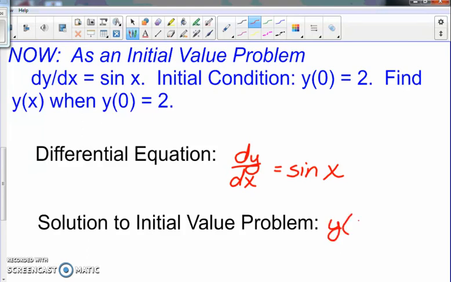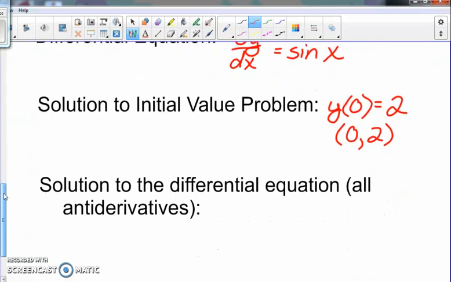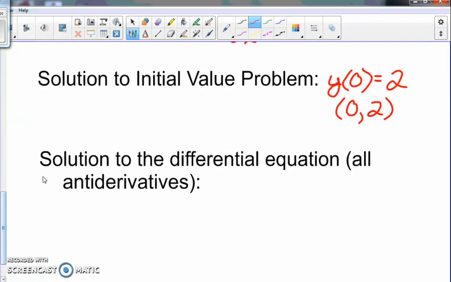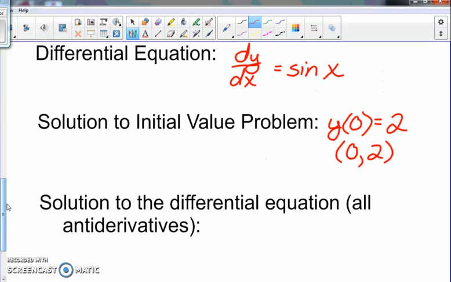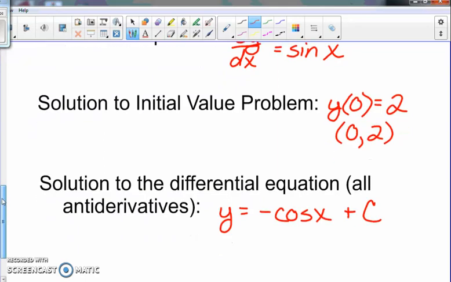You could either write it as y of 0 equals 2, or you could write it as a coordinate pair, (0, 2). Then you would find the solution to the differential equation. We would find the antiderivative, or the general solution to dy/dx equals sine of x. The integral of dy/dx is just y, and the integral of sine of x is negative cosine of x. Then we put a plus c to describe all possible functions for which dy/dx equals sine of x is the differential equation. So that's your general solution to the differential equation.